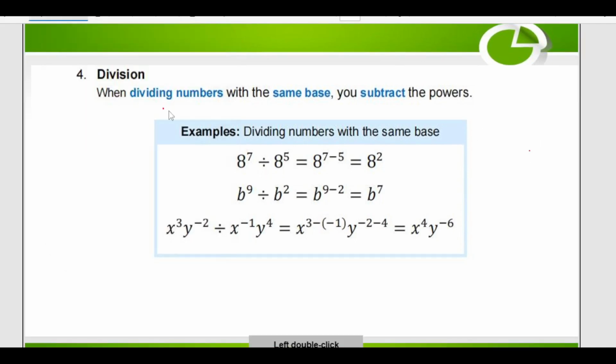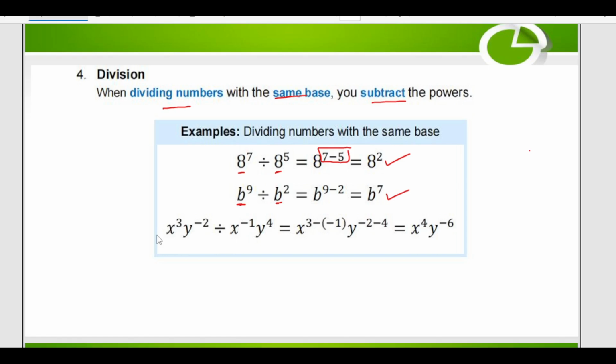When dividing numbers with the same base, you subtract the powers, right. 8 and 8, the base is 8, it is the same. So then we subtract the powers. The power is 7 minus 5. So 7 minus 5 is 2. So 8 power 2. Now b, again the base is the same, you see b and b, then subtract the powers. 9 minus 2, that is 7, b power 7.